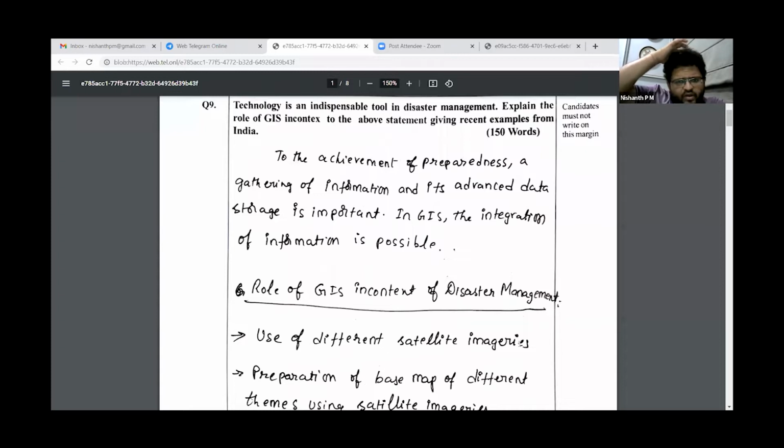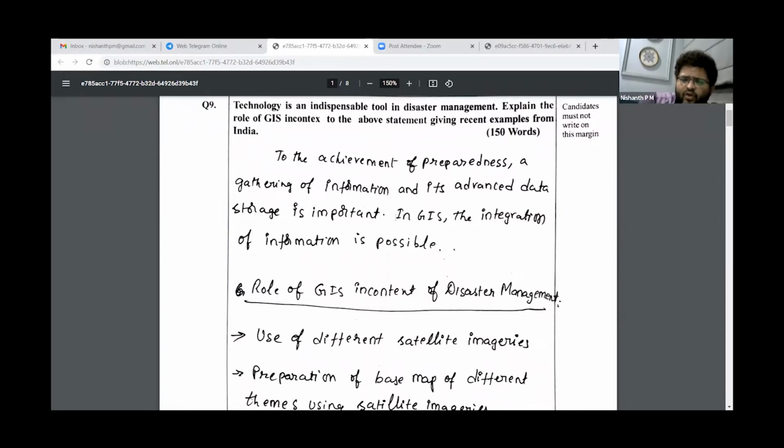Kedar, you can slightly come from the technology part and then talk about GIS, where the integration of information is available. Technology is an important tool in preparing for disaster, and there are many tools within technology to attack this particular issue. Among them, GIS is one of the prominent ones where the integration of information is possible. So that would be a much better way of coming to the demand of the question.